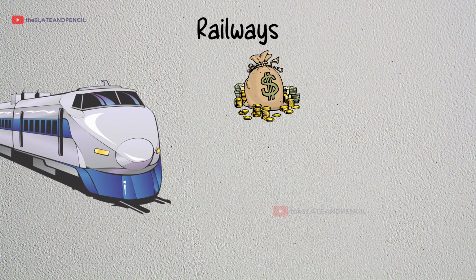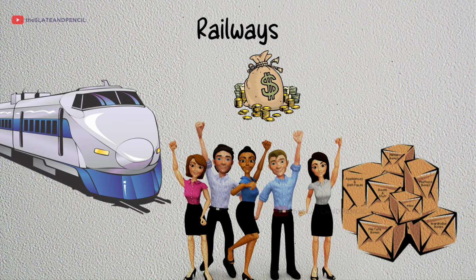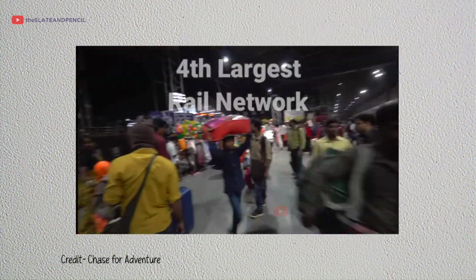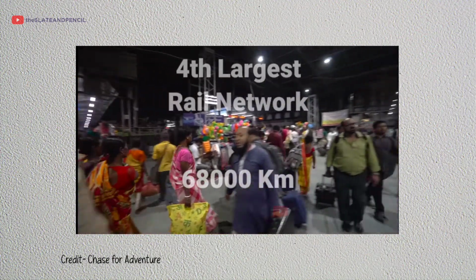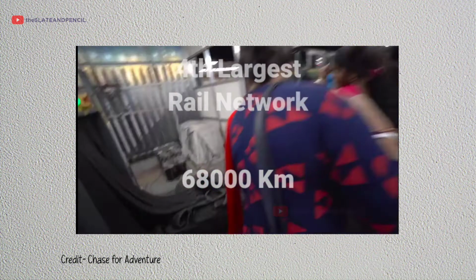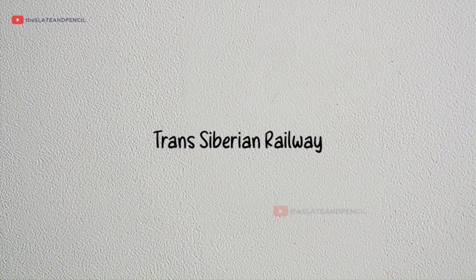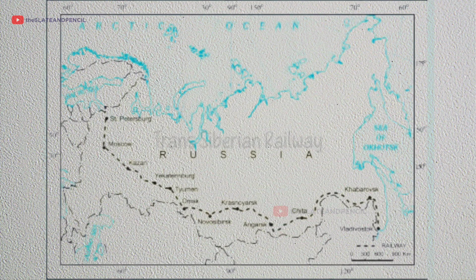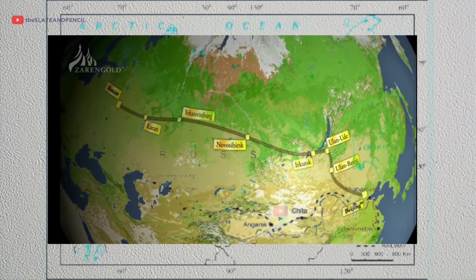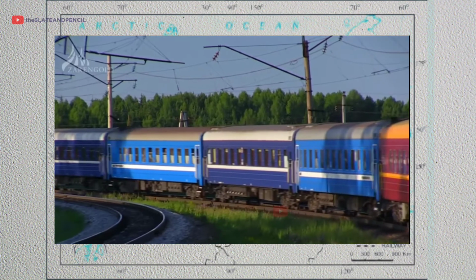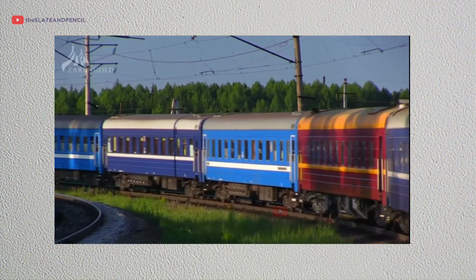Railways is the cheapest and easiest means of transport. It carries heavy goods and a great number of people over long distances. Indian Railways is the 4th largest rail network in the world with a route length of approximately 68,000 kilometers. The Trans-Siberian Railway is the longest railway system, connecting St. Petersburg in western Russia to Vladivostok on the Pacific coast.